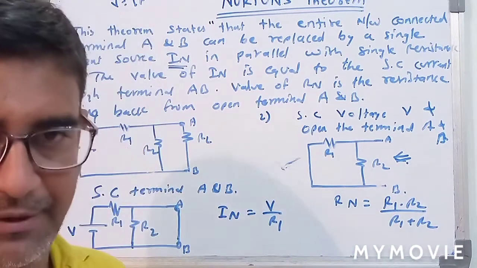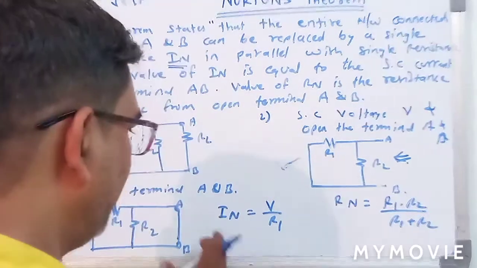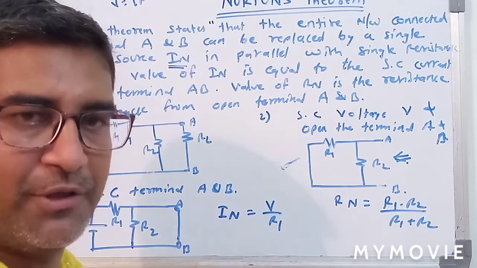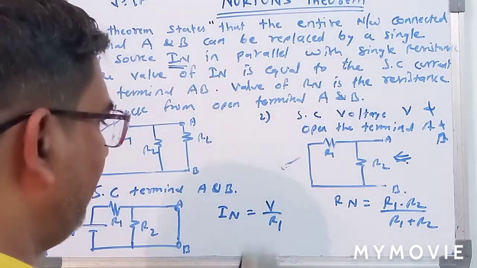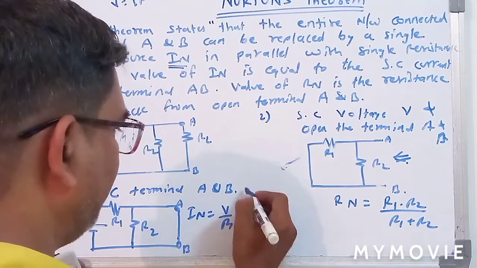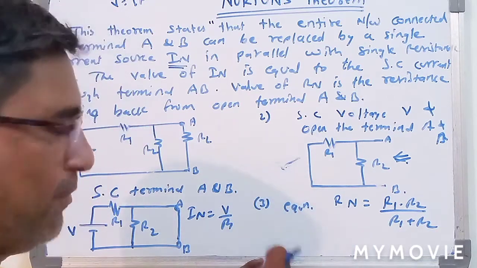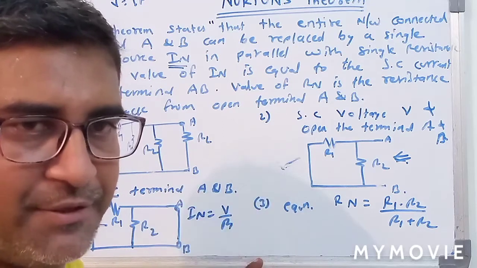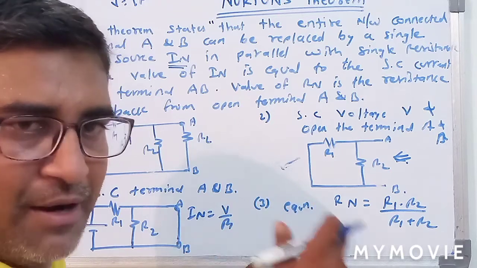Okay, then at the end, step number three is very much important. That step consists of this IN value and the RN value, meaning it gives you the equivalent circuit for Norton's theorem. So for the equivalent circuit, IN is equal to V upon R1. The third step: equivalent circuit. In Thevenin's, it was the voltage VTH and the RTH. Now here we have found IN and RN for Norton's.